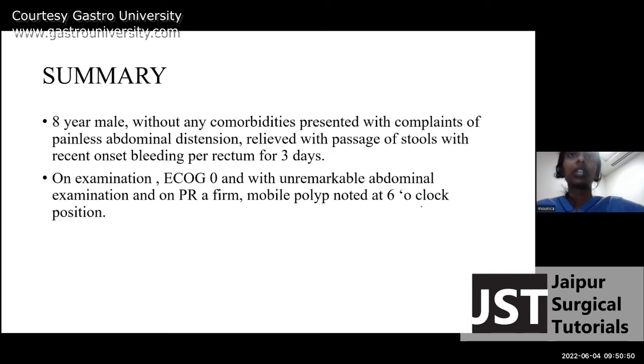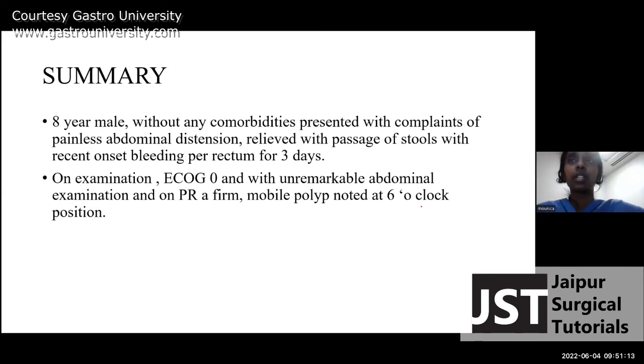Summary: an 8-year male without any comorbidities presented with complaints of painless abdominal distension relieved with passage of stools, with recent onset bleeding per rectum for 3 days. On examination, ECOG score is 0, with unremarkable abdominal examination, and on PR, a mobile polyp is noted at the 6 o'clock position. What is your diagnosis?